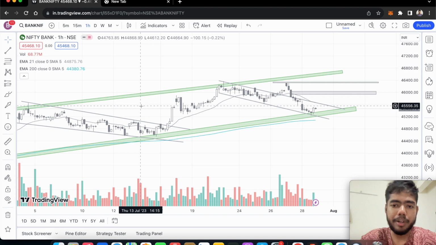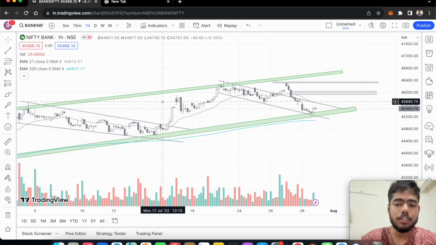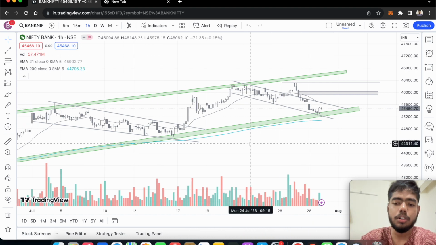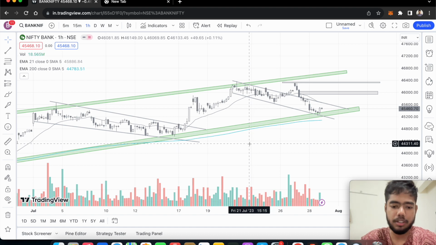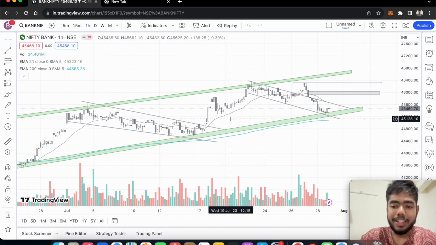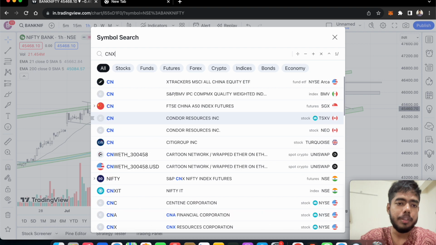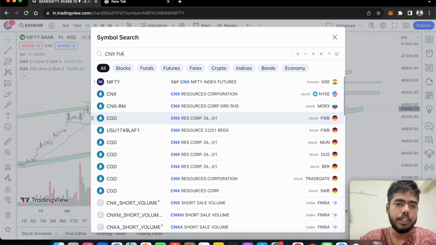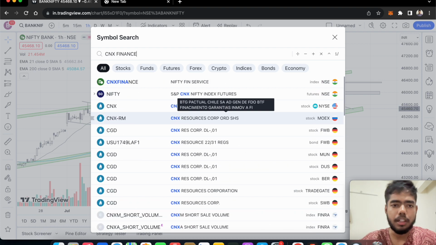Sector specific movements, stock specific movements are going to continue thanks to the overall bullish market sentiment, of course, right? So that is the trade plan for Nifty. If I open FINNIFTY, right? So that is again one more important chart to analyze.